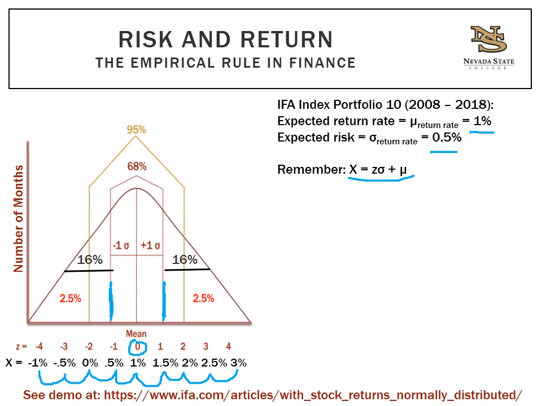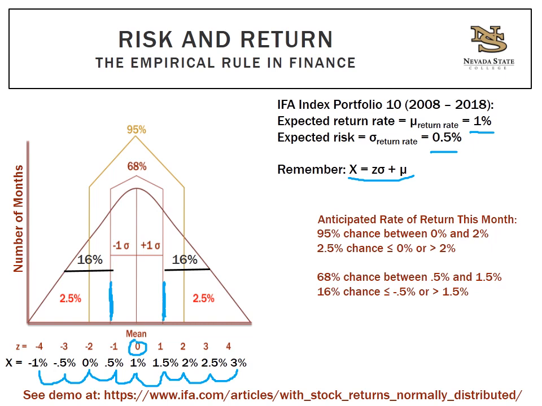So you got to think about that, right? More risk leads to the potential for more return, but also more losses. So if we look at these percentages and how they relate to what we see here, you can see that there's a 95% chance that you would get a return between 0% and 2%, right? Within two standard deviations of the mean. Or there's a 2.5% chance that you would get a return of 0% or less, right?